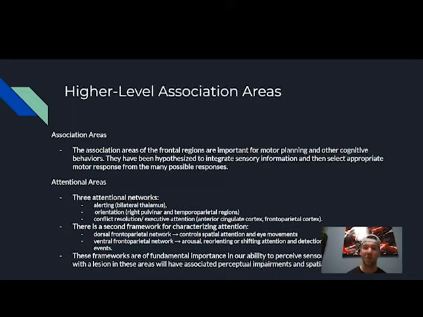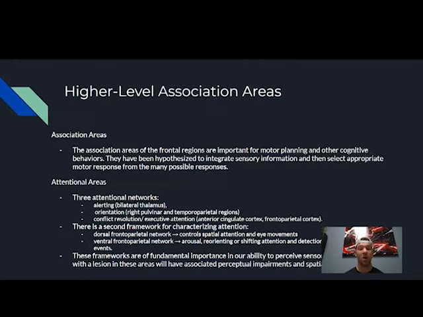So yeah, now we're going to go over attentional networks. There are 3 attentional networks, including alerting, which comes from the bilateral thalamus, orientation, which comes from the right pulvinar and temporoparietal regions, and conflict resolution or executive attention, which comes from the anterior cingulate cortex or the frontal parietal cortex. There's also a second framework for characterizing attention, the first being the dorsal frontoparietal network that controls spatial attention and eye movements, and the second being the ventral frontoparietal network involved in non-spatial behaviors such as arousal, reorienting or shifting attention, and detection of unexpected or novel events.